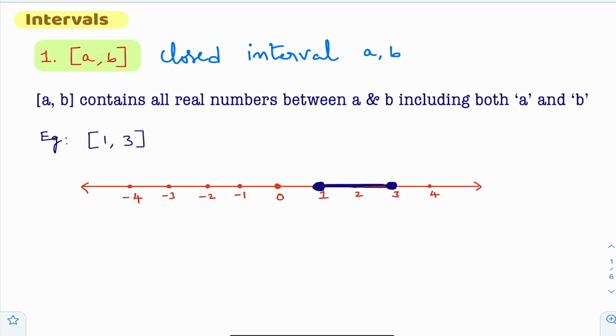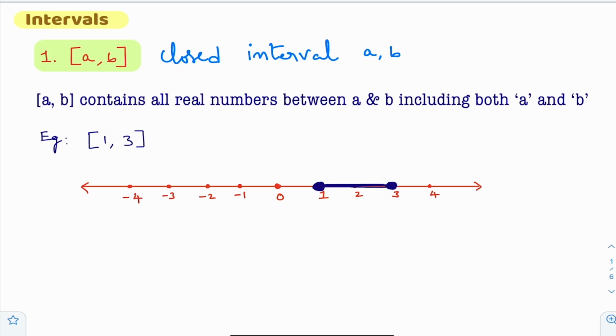For example, 0.5. 0.5 is not on this part. 0.5 does not belong to this interval. I hope you are understanding. Closed interval 1 comma 3 means what? Closed interval 1 comma 3 contains all real numbers between 1 and 3, including both 1 and 3.